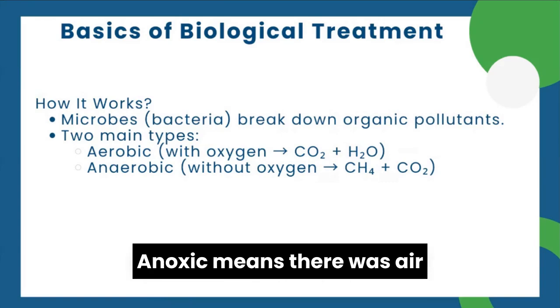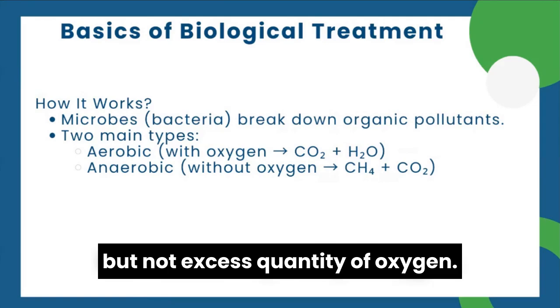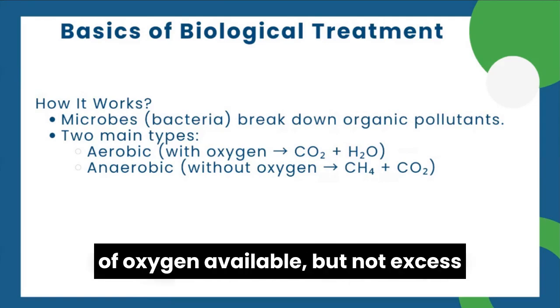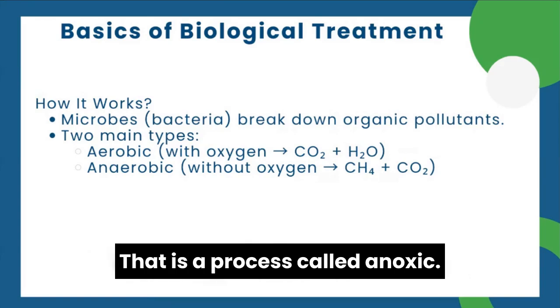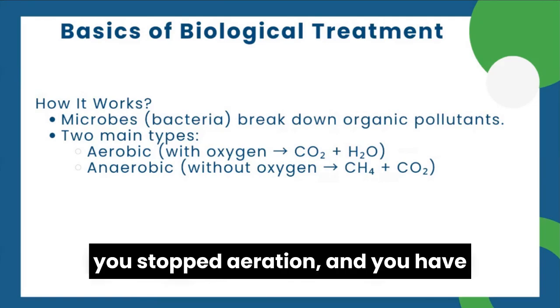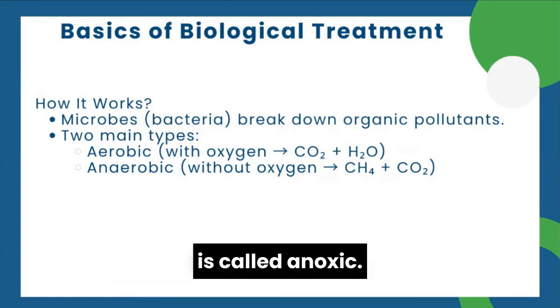A combination of these two is also called an anoxic process. Anoxic means there was air, but not excess quantity of oxygen. There is a small quantity of oxygen available, but not excess quantity of oxygen available. That is a process called anoxic. That means you have aerated water, you stopped aeration, and you have sent it into anaerobic condition. That kind of a process is called anoxic.